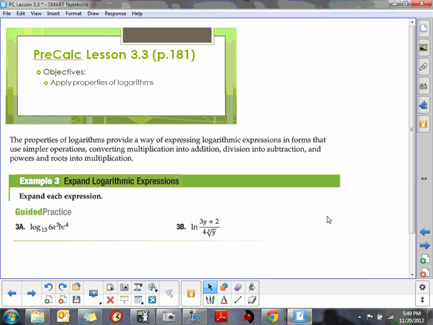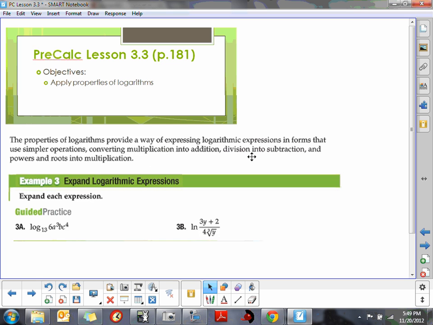The next video is using properties of logarithms to re-express a logarithm statement without using multiplication, exponents, and powers. What they're saying in these directions is that the properties of logarithms provide a way of expressing logarithmic expressions in forms that use simpler operations. We're going to convert multiplication into addition. We're going to convert division into subtraction. We're going to convert powers and roots into multiplication.